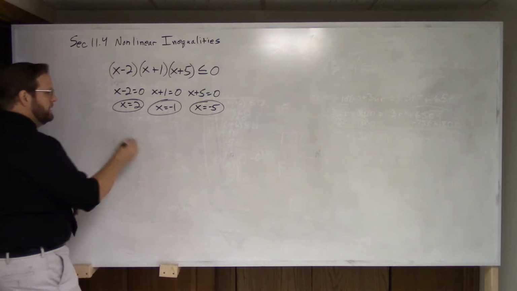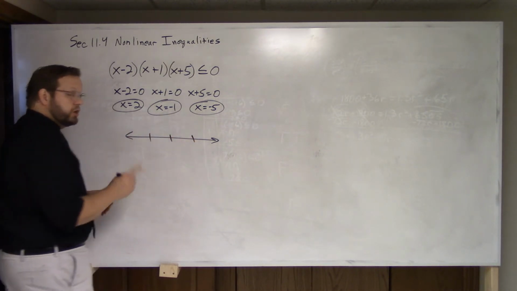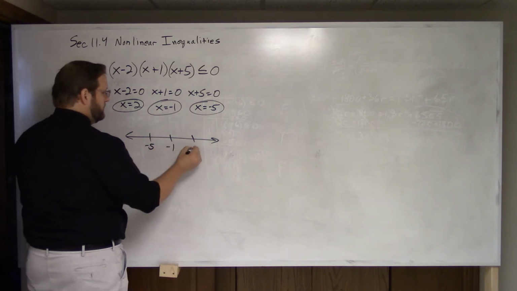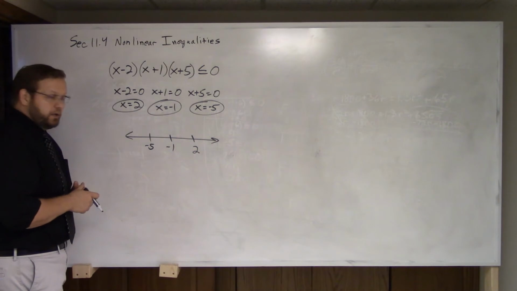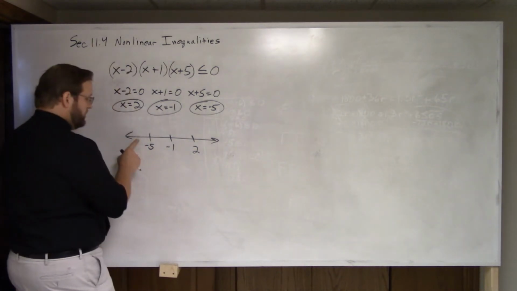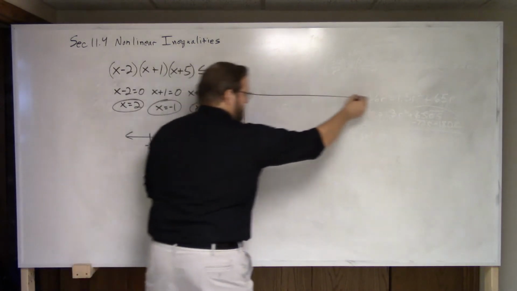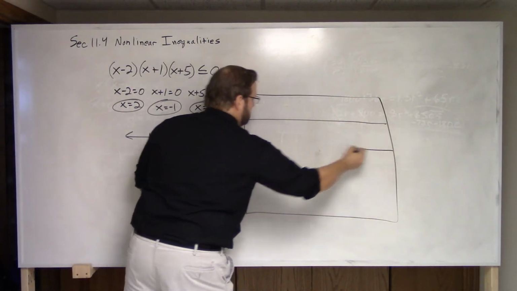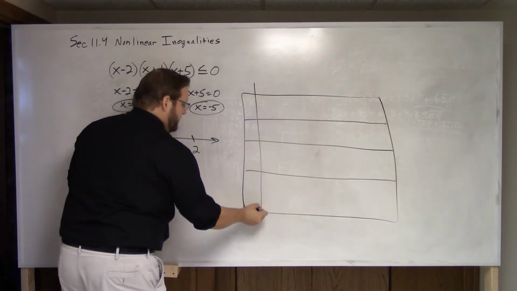Okay? Put that on a number line. Make sure you write them in numerical order. So I go -5, -1, 2. And then I just plug and chug, okay? I'm going to create a table with 1, 2, 3, 4 rows. And then pick your key values.